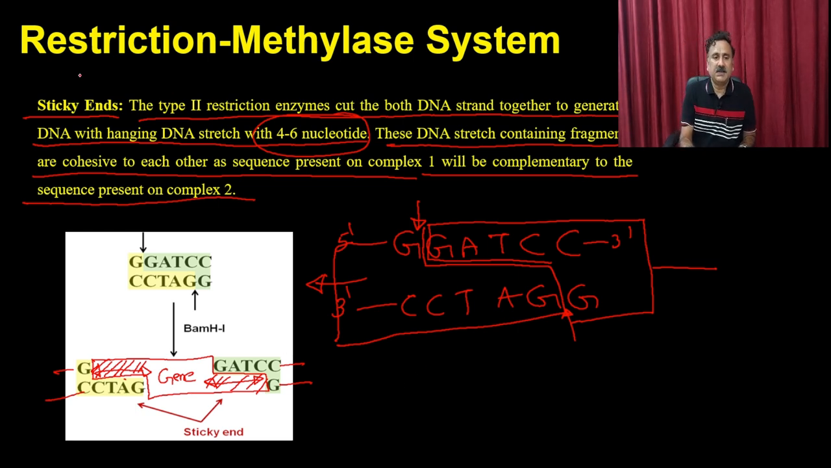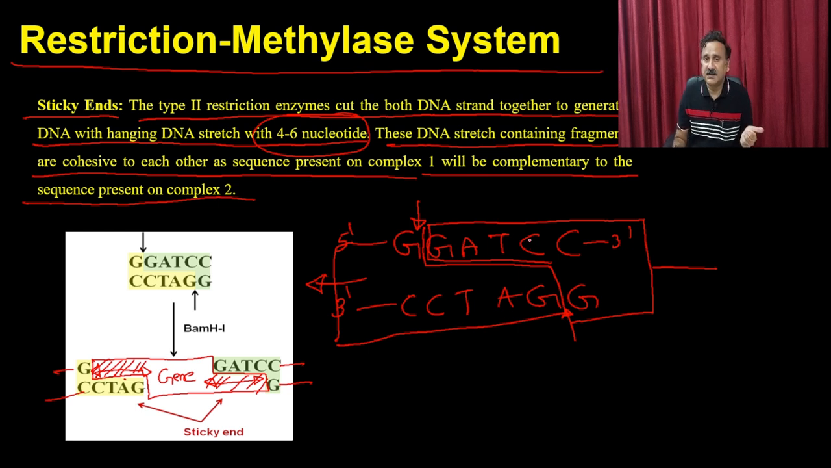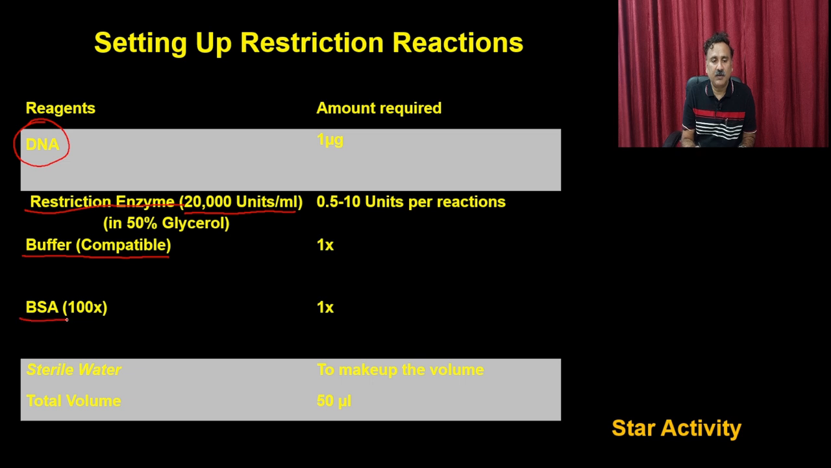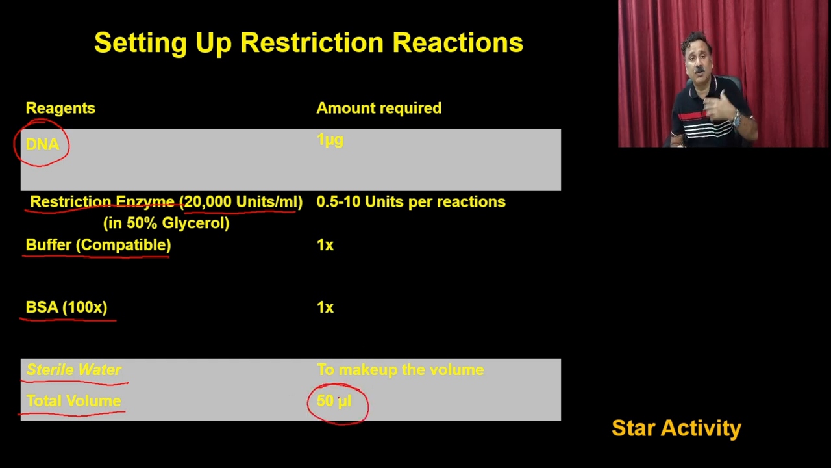Now, how are you going to set up the restriction reactions? You require the restriction enzymes, you require the DNA, you require the buffers, and you may require all other kinds of things. Normally, the restriction enzyme you buy in our lab is at a concentration of 20,000 units per ml. Then you require the buffers, you also require the BSA, you require sterile water, and you require the total volume. The total volume should be high, so that you have enough water molecules to facilitate the cleavage reactions.